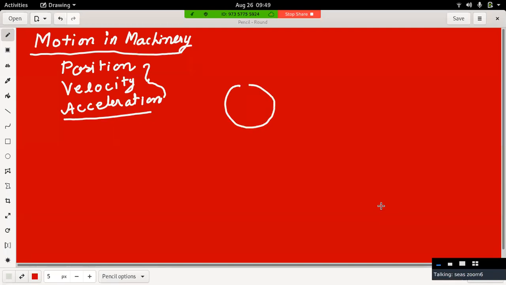So let's say there is a cam which is pivoted at this point, at some point. Let's say this is P, and on top of this cam there is this follower.